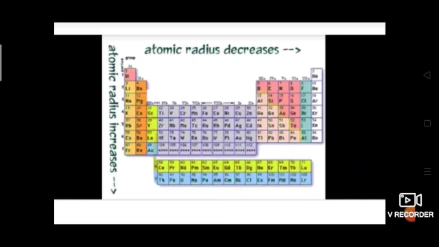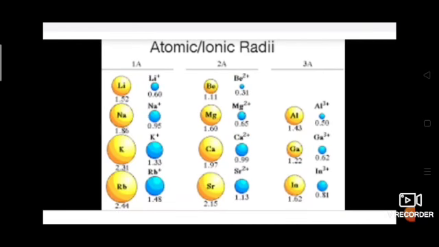So when you see this radius, we can divide the radius into 4 types. They are covalent radius, ionic radius, atomic radius and van der Waals radius. Covalent radius, ionic radius. What do you mean by ionic radius? It may be defined as the effective distance from the nucleus of an ion up to which it has an influence in the ionic bond. That is known as ionic radius.